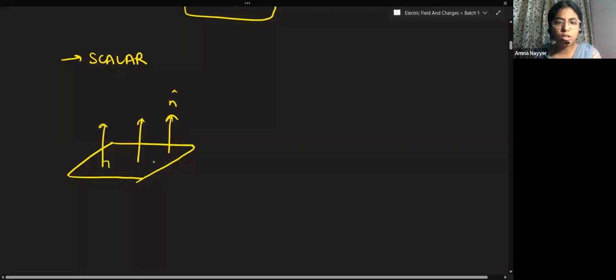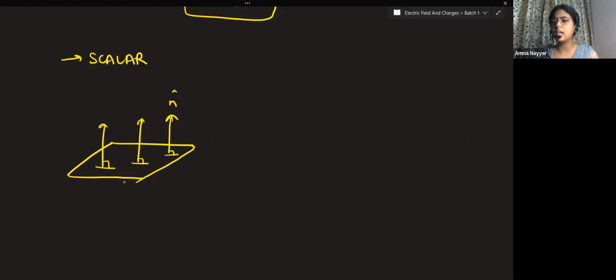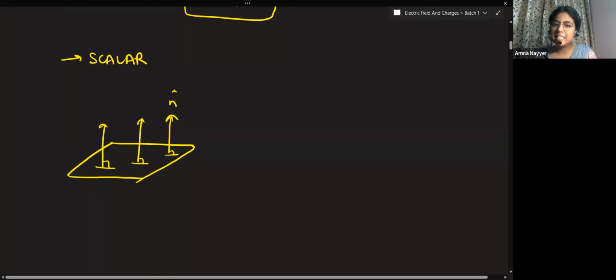So direction of area vector will be same for all of them. This will be 90 degrees, this will be 90 degrees, this will be 90 degrees. So direction of area vector for a plane surface, that will be same. So you can take any area vector. It's just that it should be perpendicular to the surface. And since it is perpendicular to the surface, it will have the same direction.